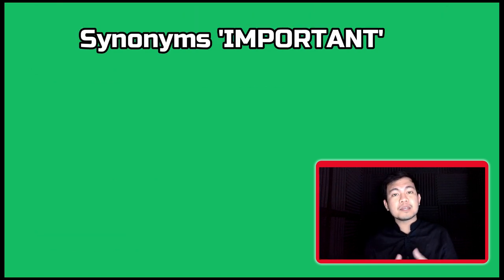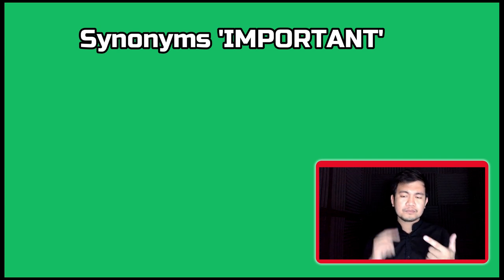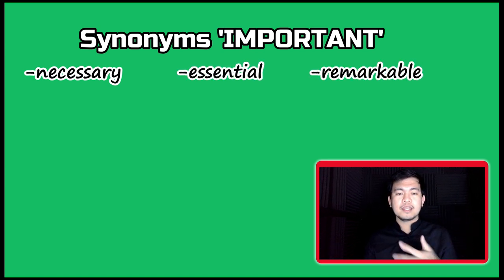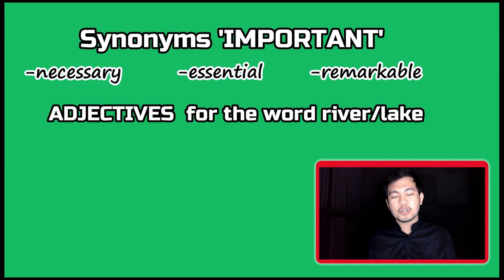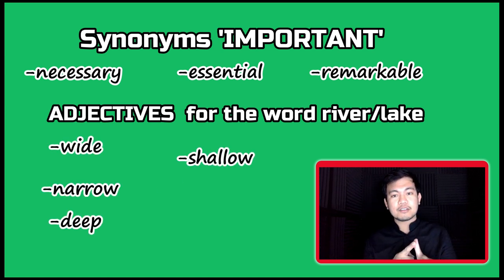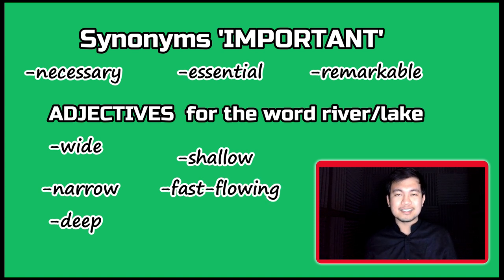Anyway, some synonyms that you can use for the word important are necessary, essential, and remarkable. And some adjectives that you can use when describing a river or lake are wide, narrow, deep, shallow, fast flowing, and winding. So I think these words or these adjectives or synonyms can really help you express yourself better. So try using some of them.